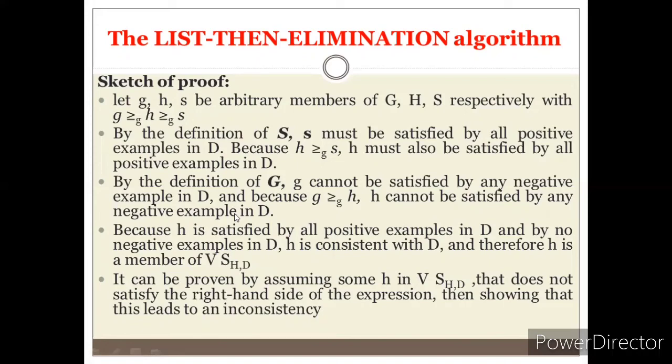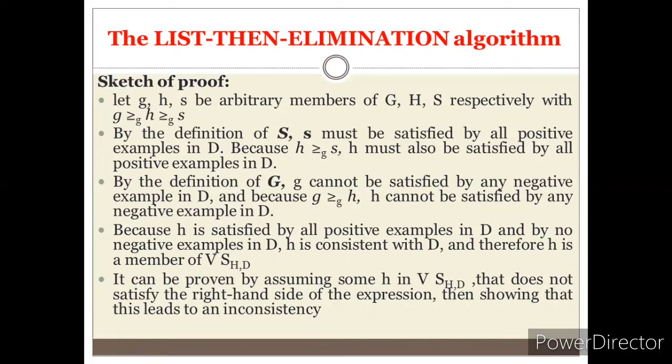If it is not satisfied by negative examples, it cannot be eliminated, because h is satisfied by all the positive examples in D and by no negative examples in D. So h is consistent with D. By the definition of these conditions, h is always consistent with the training examples present there. Therefore, h is a member of the version space VS_H,D.